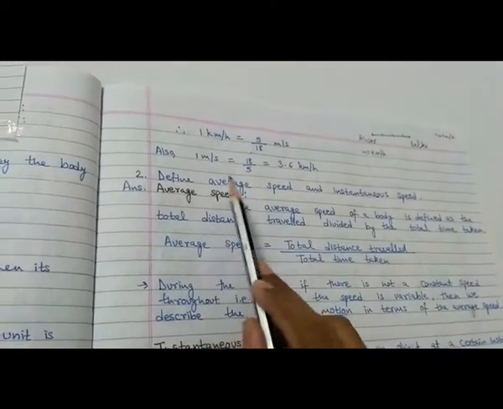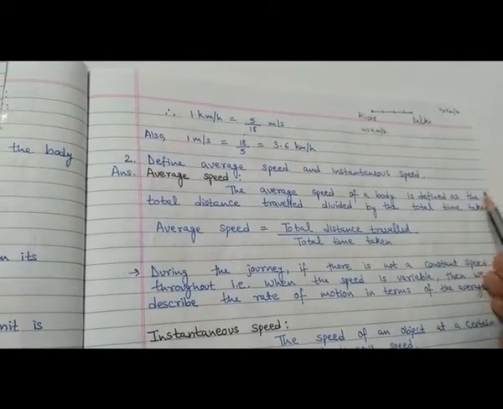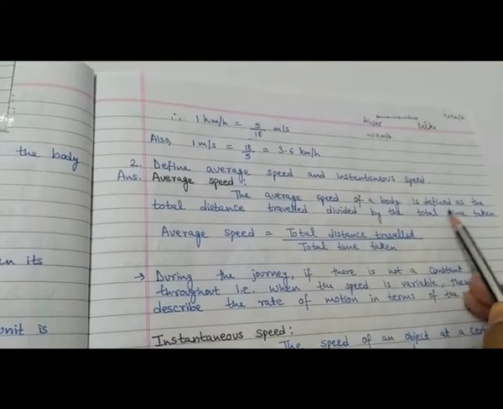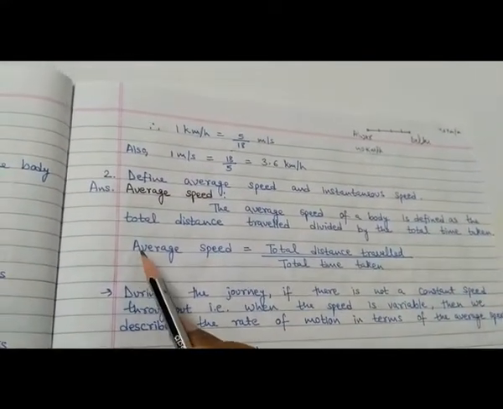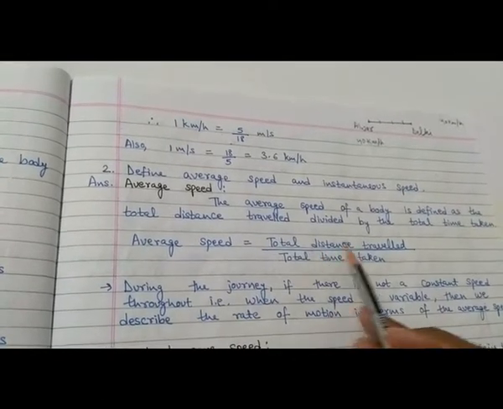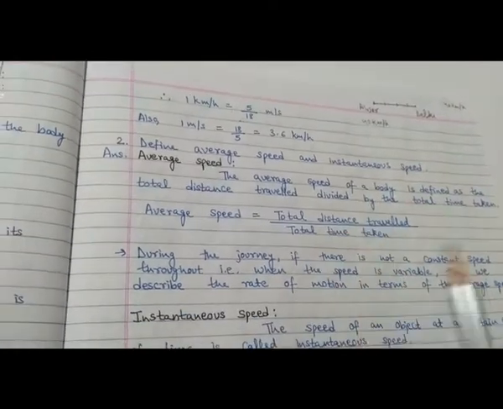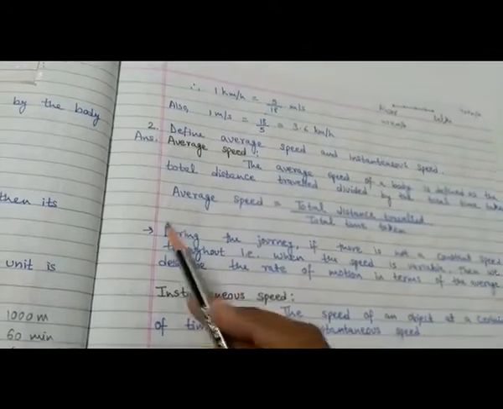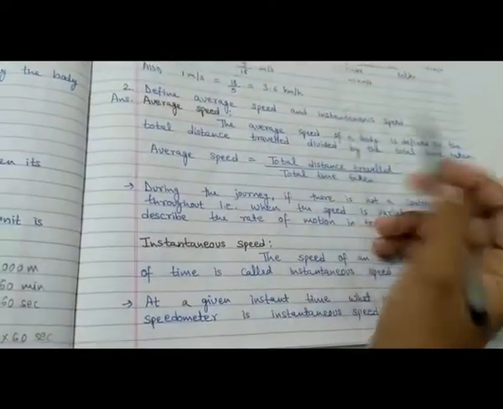So the average speed of a body is defined as the total distance traveled divided by the total time taken. Okay. So the formula of average speed is total distance traveled upon total time taken. Okay. Now, why do we need to study average speed? This is our reason. Okay. Now, what is instantaneous speed?